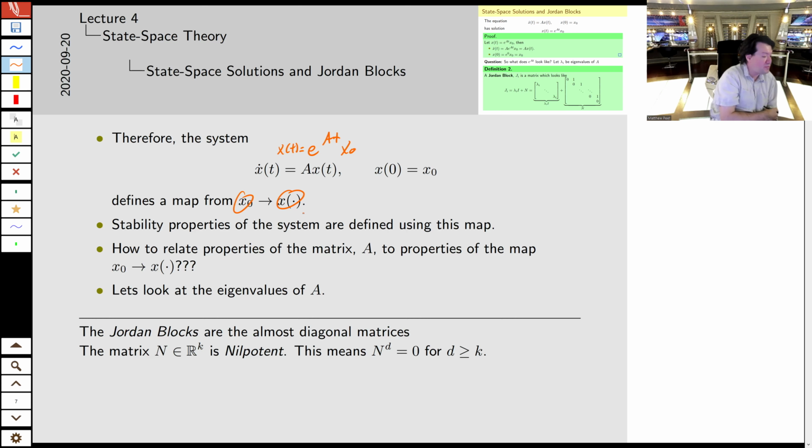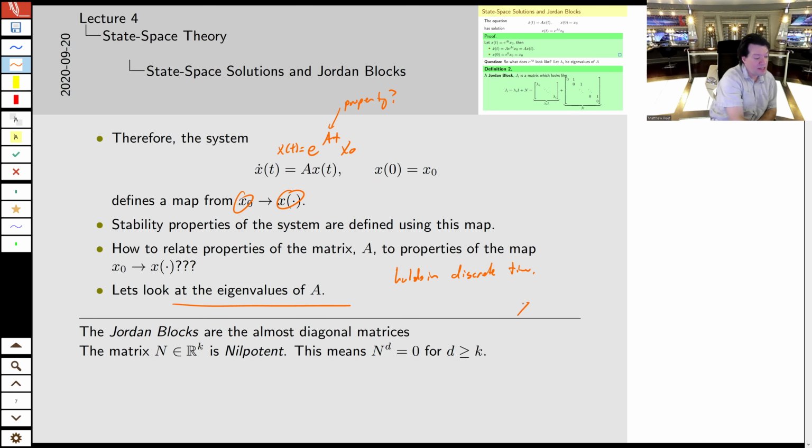So how do we relate that property to the property of this matrix A? What property of A can we use which allows us to conclude the stability of the system? In particular, we'll show that there's a certain condition on the eigenvalues of that matrix A, and this actually holds in discrete time as well, except it's slightly different. But the idea is more or less the same, which allows us to take the eigenvalues of A and determine the stability properties of the system.